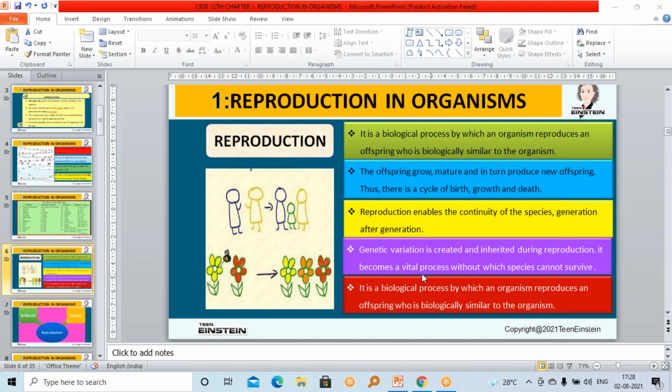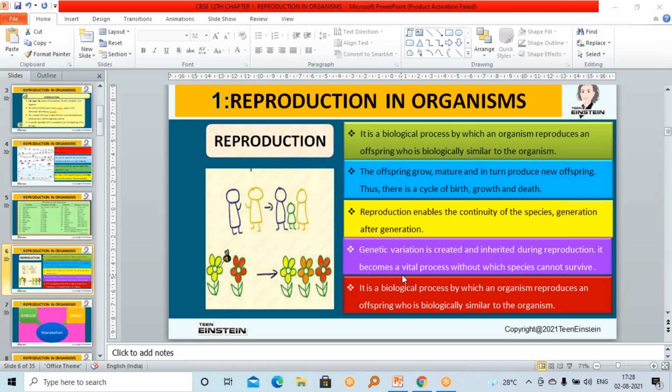So the genetic variation is created and inherited during reproduction. During reproduction, genetic variations are getting created in each species, and this becomes a vital process without which species cannot survive. So without reproduction, one species cannot survive. It is a biological process by which an organism reproduces and forms an offspring which is biologically similar to the parental organism.